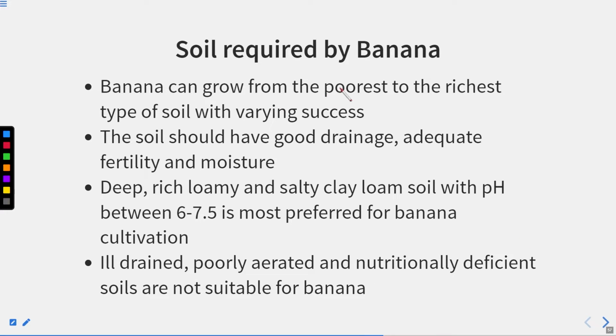Banana can grow from the poorest to the richest type of soil with varying success. So we are studying here the soil required by banana. They can grow in the poorest to the richest type of soil. The soil should have good drainage, adequate fertility and moisture. This is one of the very important aspects, that it should have a very good drainage system. Wherever the banana is growing, it requires a lot of water. Adequate fertility means the soil should be fertile and also contain a lot of moisture.